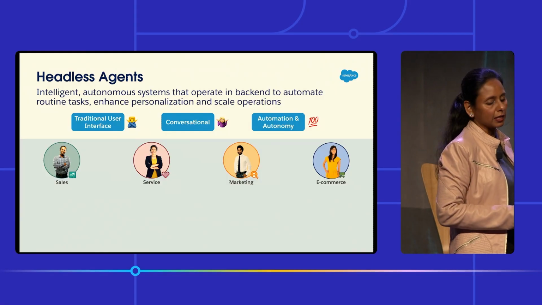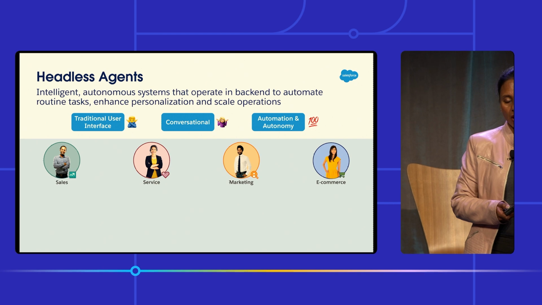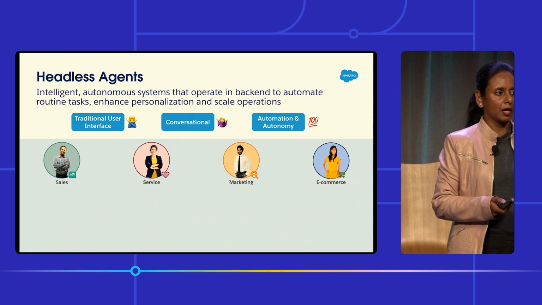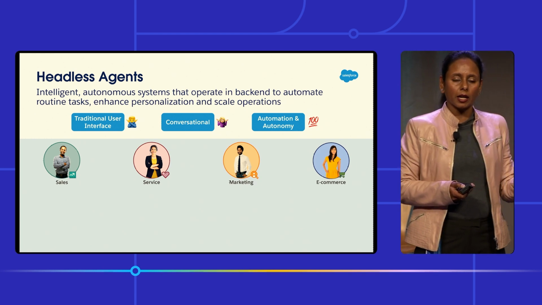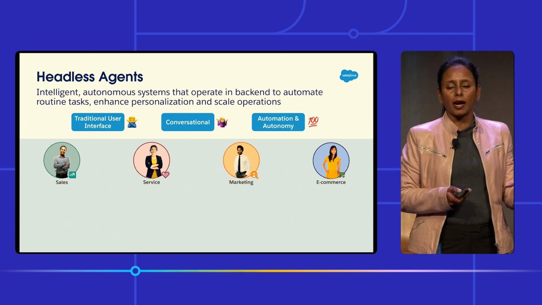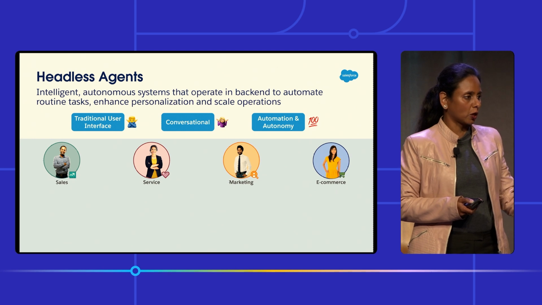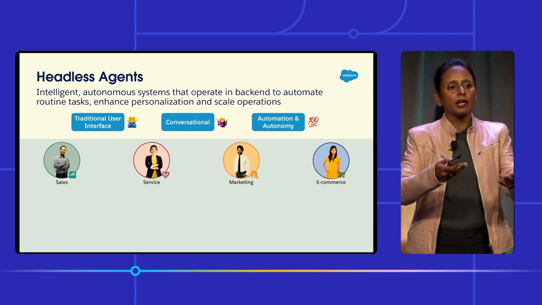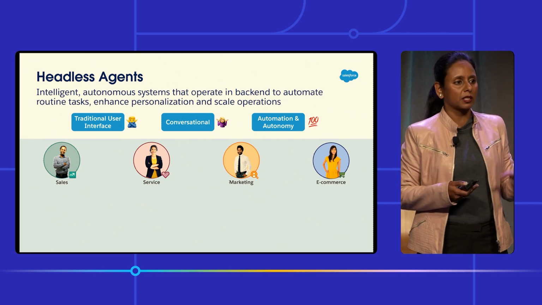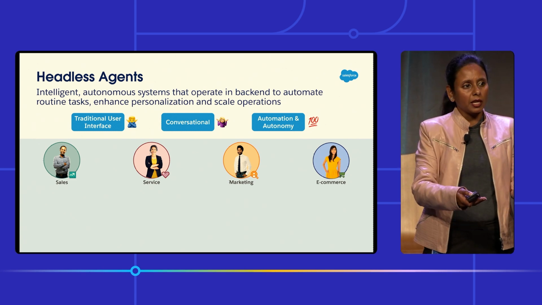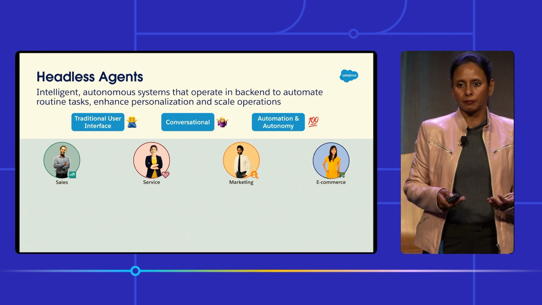Let me give you some examples of headless agents across sales, service, marketing, and e-commerce. So imagine in sales, you can deploy a churn prevention agent. This agent can monitor any early signs of potential customer churn, and based on that, trigger a retention workflow for your customers. In service, imagine you could deploy a proactive outreach agent that can monitor the status of your cases, and when that status changes, it autonomously reaches out to inform your customer.